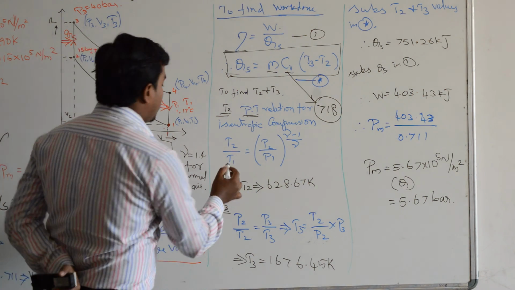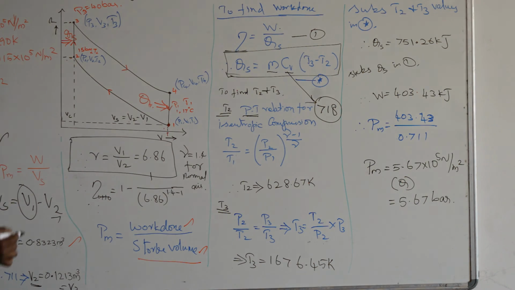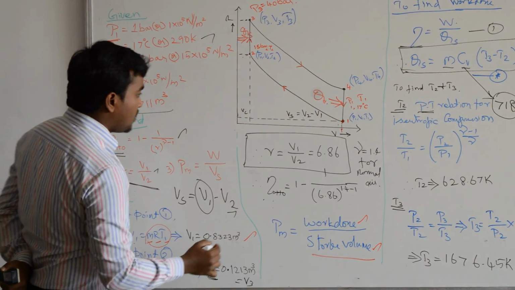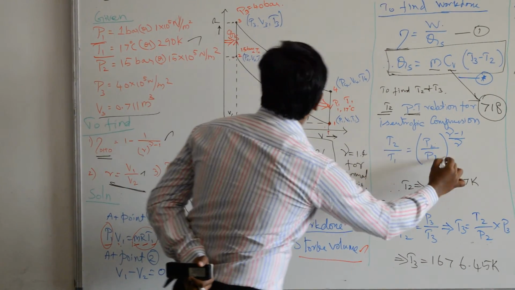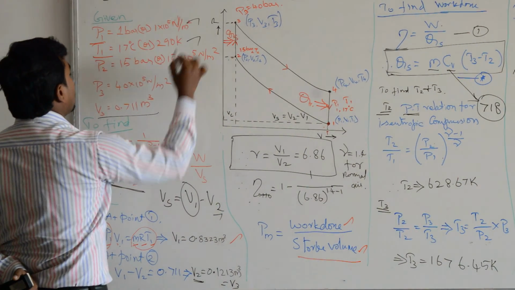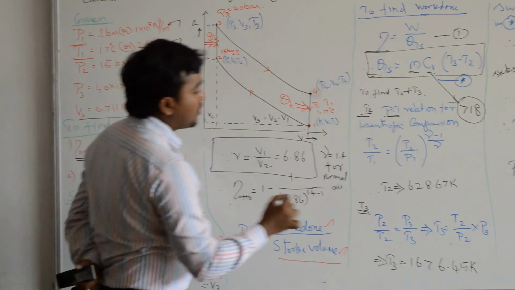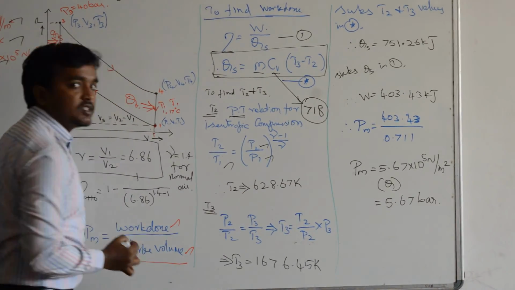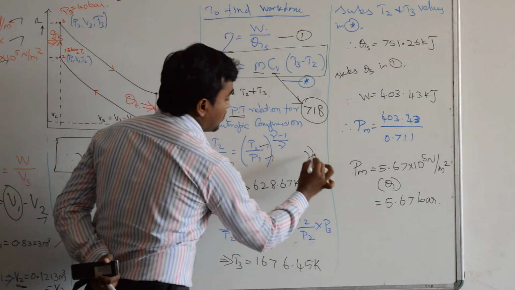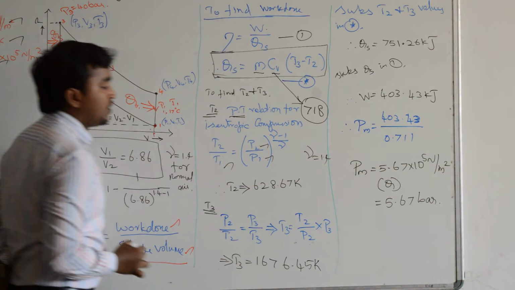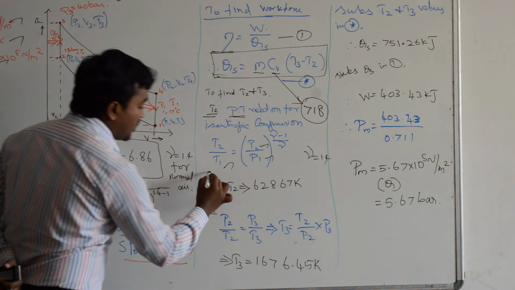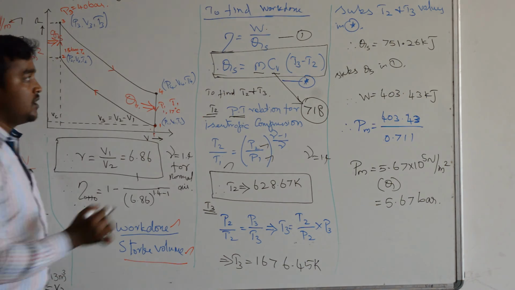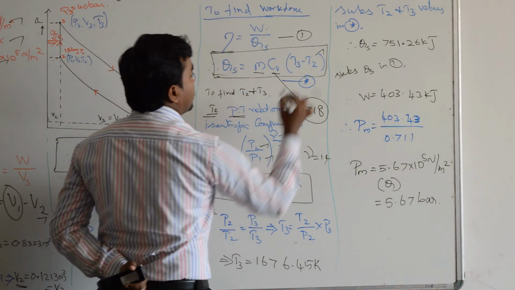Substitute the values. What values do we know? We know the T1 value, the P1 value and the P2 value. So we have the P1, P2 and P3 values. Substitute the P1, P2 and T1 values in this formula. Gamma is equal to 1.4. So we easily get the T2 value. T2 value is found.